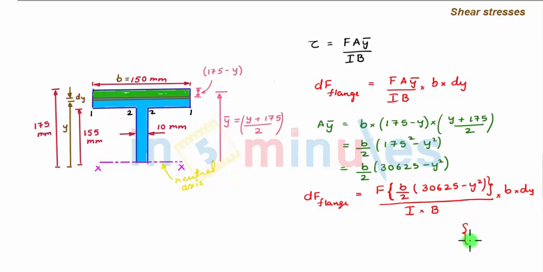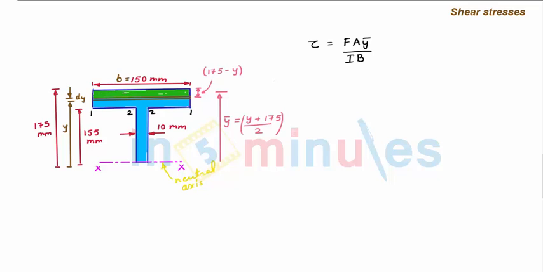Now we see here the width of the layer considered is equal to the width of this elemental strip. So your b and b get cancelled, and the value of dF flange could be written as dF of flange is equal to F by 2I into b into (30625 minus y square). So this is the elemental shear force on this elemental strip on the flange.